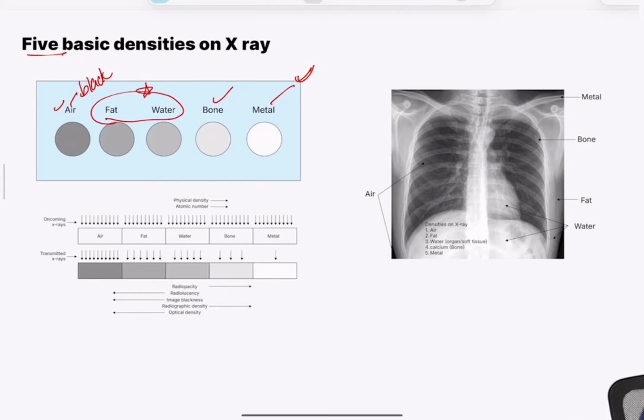And this is a very common area where a mistake is made. Out of fat and water, which will appear more dark? So if I ask you out of fat and water, which is more dense, it is not the fat, it is water. Fat is like oil, right?